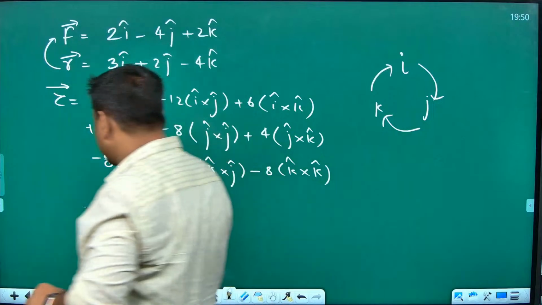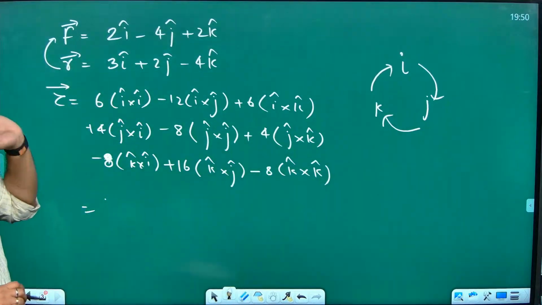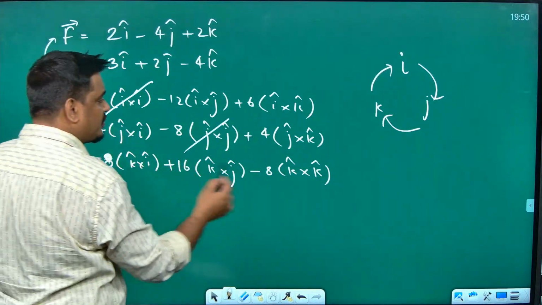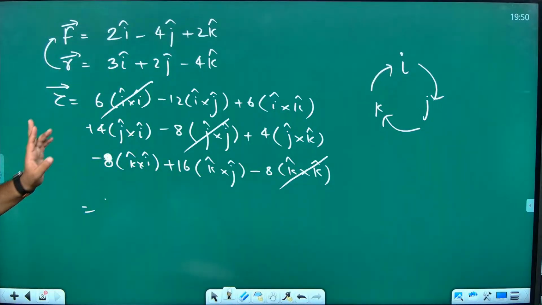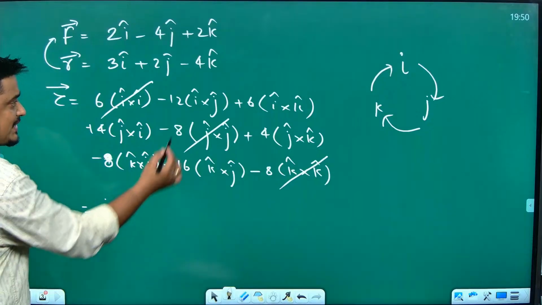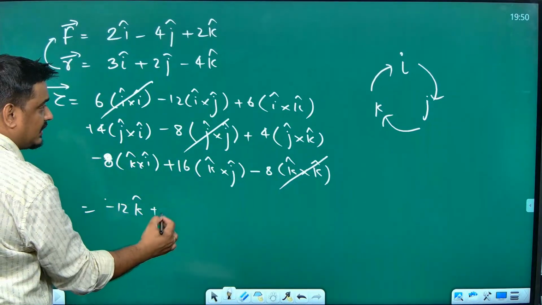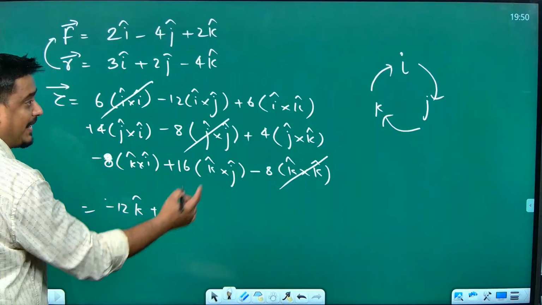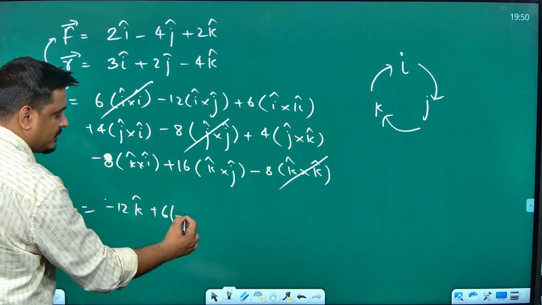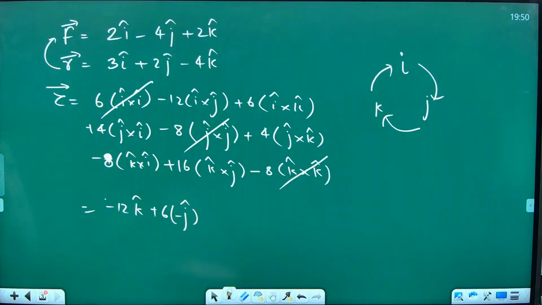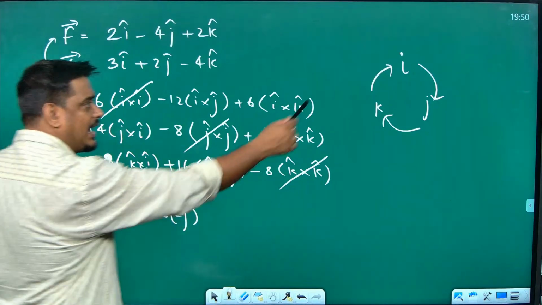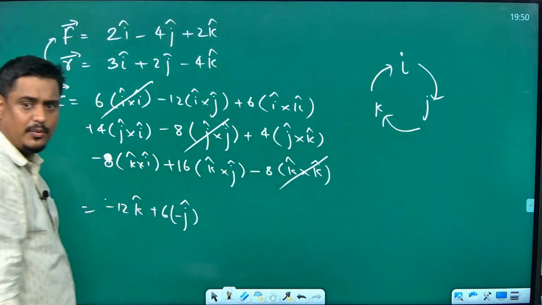Now what will happen? 6 times i cross i will become 0. This term will become 0, this term will become 0, this term will become 0. Remaining are only 6 terms. So it will become minus 12 into, what is i cross j? k cap. What is i cross k? Minus j, no? Are you getting it, Raghav? How minus j is coming, are you understanding? I cross k, so minus j, we are going the opposite way.